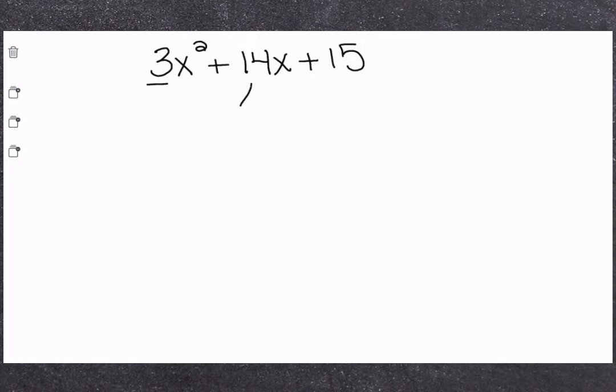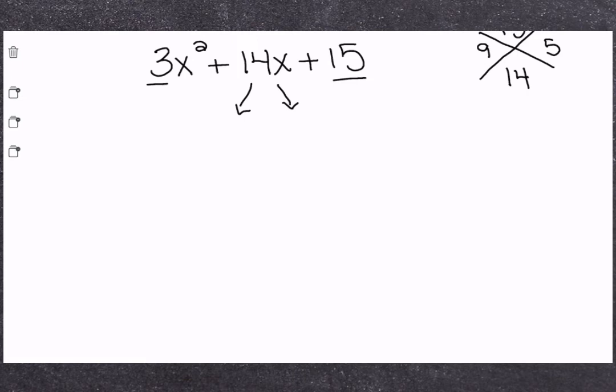And I have to find a way to split up this middle part. That's my goal. So I multiply the first and the last number. 3 times 15 is 45. I have to find a number that when I multiply, I get 45, but when I add, I get 14. So multiply to get 45, you got 15 and 3, you got 9 and 5. I think that's it, 9 and 5. And there's no negative, so both of these are positive. Multiply those, I get 45. When I add those, I get 14.